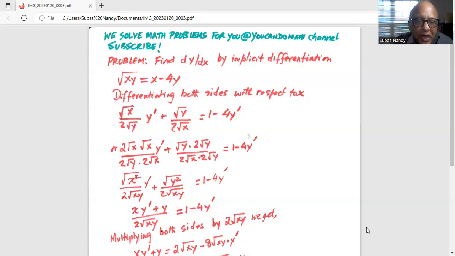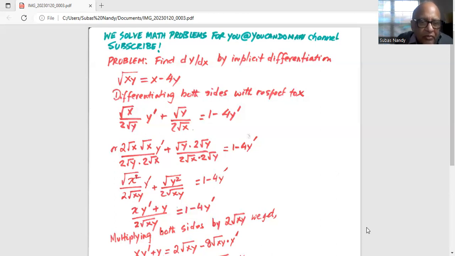We will multiply the numerator of the first term on the left hand side by 2 square root of x, and we'll also multiply the denominator of that first term by 2 square root of x, and leave everything else alone. Plus we will multiply the second term by 2 square root of y in the numerator and in the denominator. So you see 2 square root of y multiplied in the numerator in the second term, and 2 square root of y also multiplied in the denominator, is equal to 1 minus 4y prime. The right hand side does not change.